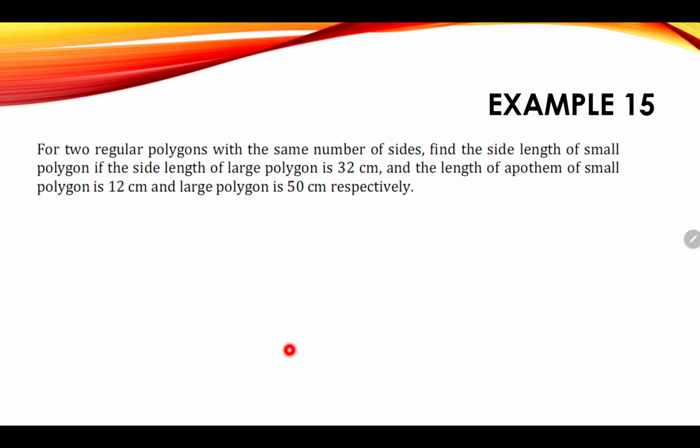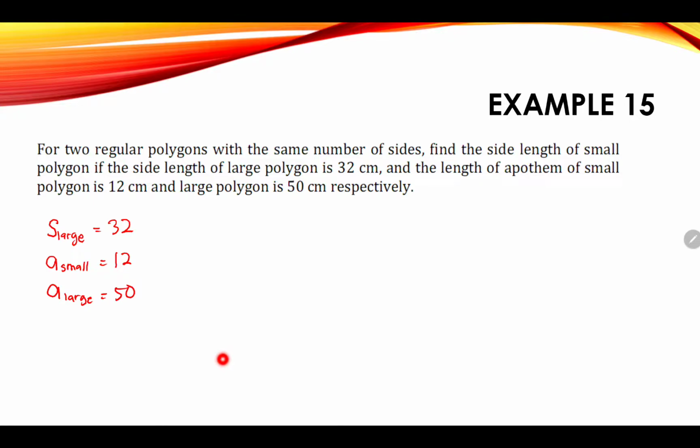Okay, example 15. For two regular polygons with the same number of sides, okay, find the side length of small polygon if the side length of the large polygon is 32 and the length of the apotem of small polygon is 12 and the large polygon is 50. Okay, dia dah bagi tahu side of the large polygon is 32. Dan juga dia bagi apotem of the small polygon is 12 and apotem of the large polygon is 50.